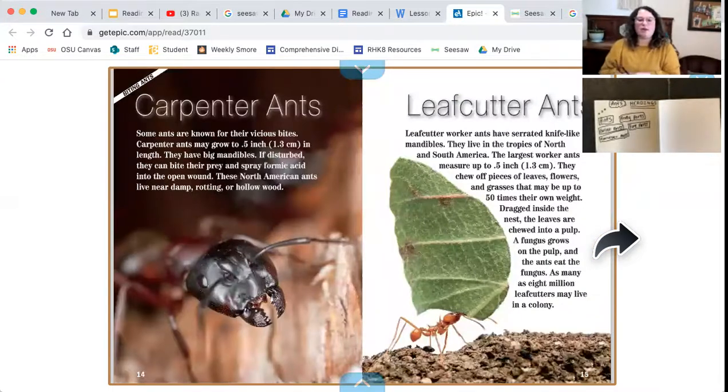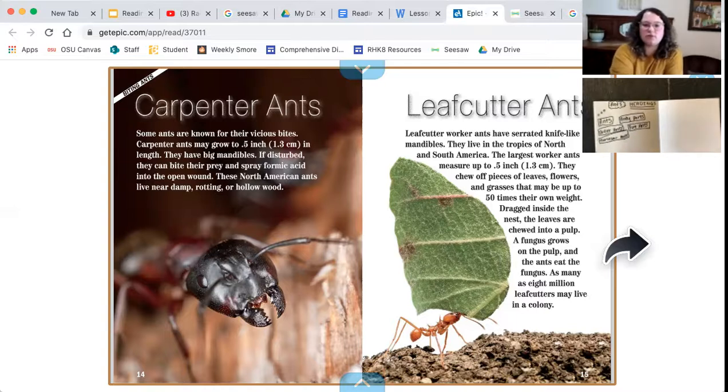Right. Now I'm going to keep going through and I want you to keep writing the headings as I go through. Carpenter ants and leafcutter ants. Does anybody notice anything different about this page? Anybody else notice something different? This page has two big headings at the top and two pictures. So that tells me that the big idea of this first page is going to be about carpenter ants. The big idea of this page is going to be about leafcutter ants. So write those down, add those.